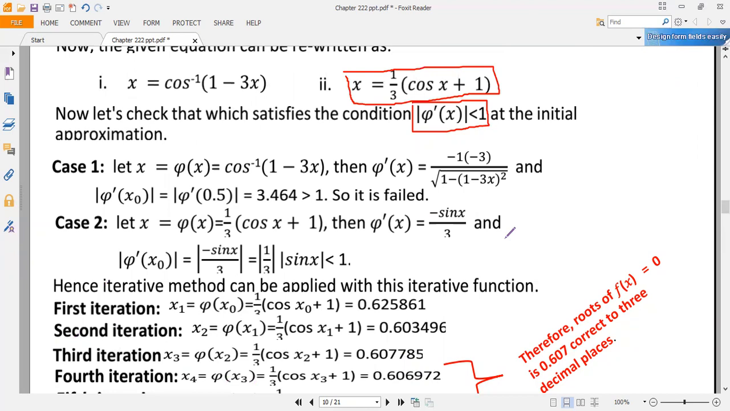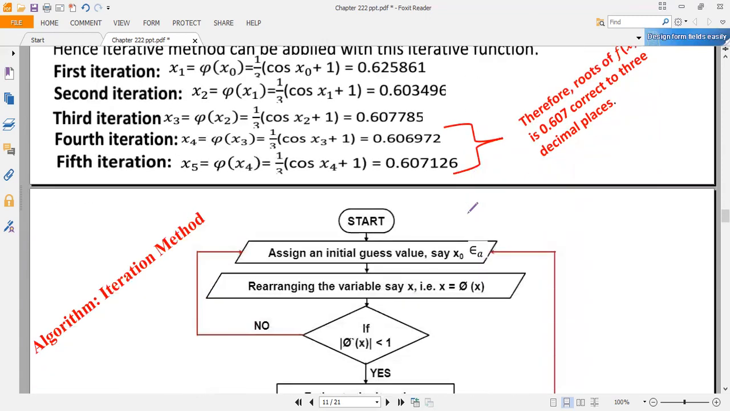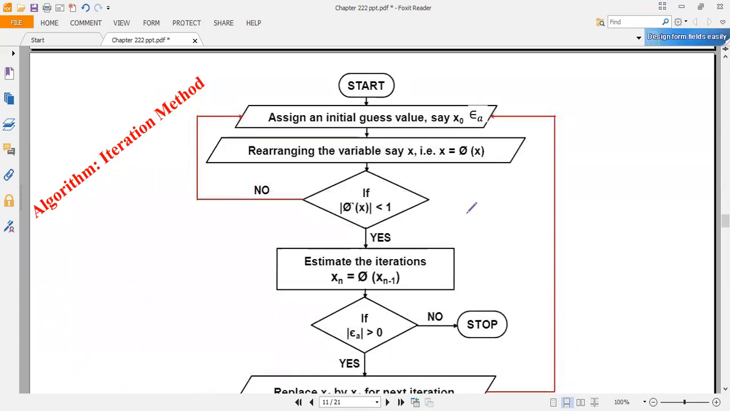As we have said before, to apply the fixed point iteration, we always need an iterative function and an appropriate initial condition. The other one is the algorithm for fixed point iteration. So we start by assigning an initial guess, say x naught, and an error tolerance, or the degree of accuracy EA. Then rearrange the function psi of x in the form x is equal to phi of x, and we select the one which satisfies this condition.